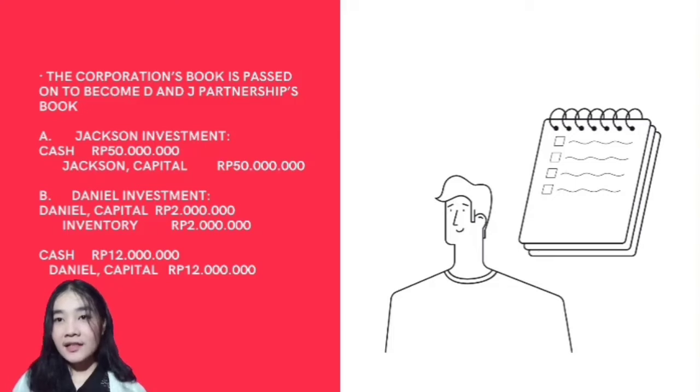A. Jackson Investment. In the debit column, there is cash 50 million rupees. In the credit column, there is Jackson Capital 50 million rupees. B. Daniel Investment. In the debit column, there is Daniel Capital 2 million rupees, and in the credit column there is inventory 2 million rupees. Then there is cash 12 million rupees in the debit column. Then Daniel Capital 12 million rupees in the credit column.